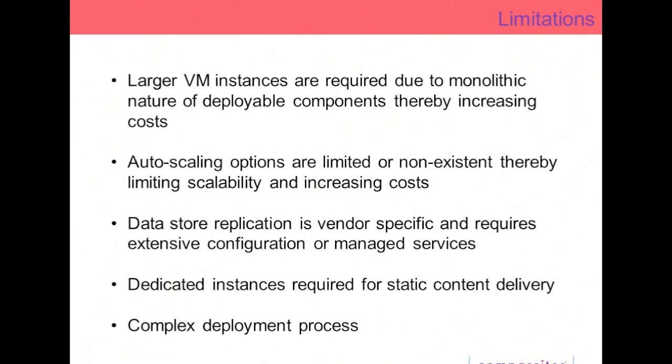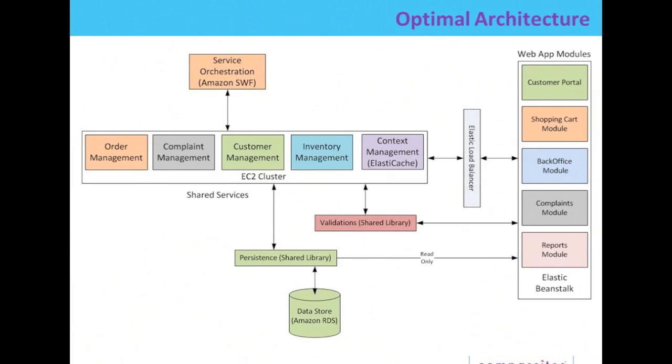So now, keeping these limitations in mind, and keeping specifically Amazon offerings in mind, since we are focusing today on Amazon offerings, what we have tried to do is come up with an optimal architectural recommendation for the same application that we just talked about, but repackaging it, re-architecting it to really leverage the different services that Amazon is offering as a part of its PaaS offering.